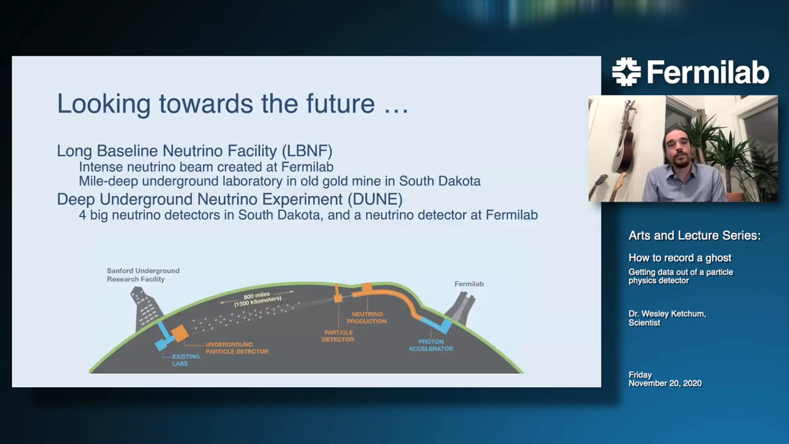So looking towards the future, the Long-Baseline Neutrino Facility is going to create a really intense neutrino beam here at Fermilab, as you saw in the opening video. And those neutrinos are going to travel all the way to South Dakota, where we're going to have the Deep Underground Neutrino Experiment, with four big neutrino detectors in South Dakota, and there will even be a detector here too to measure the neutrinos before they've had the chance to oscillate.